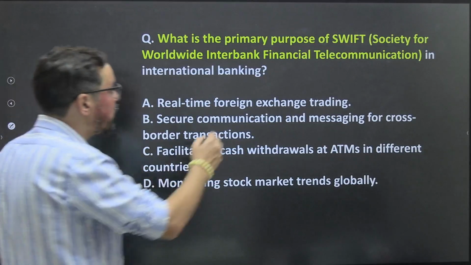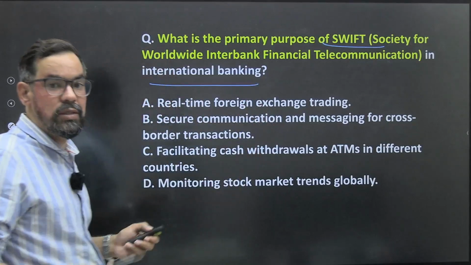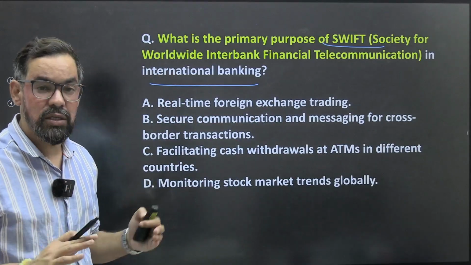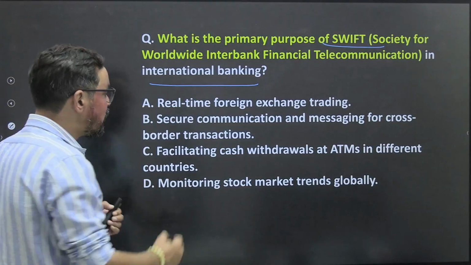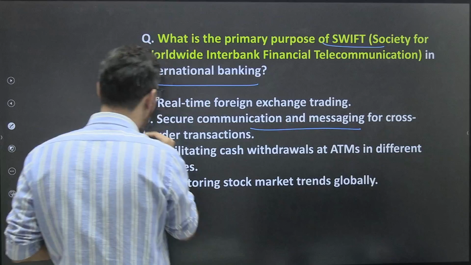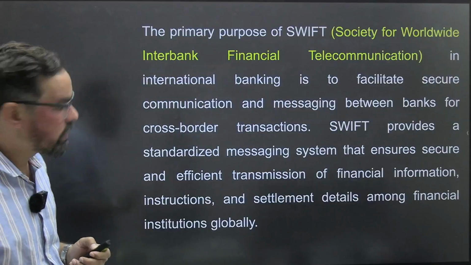What is the primary purpose of Swift in international banking? It helps us in the transmission of financial messages, verification and all. So real-time foreign exchange trading, secure communication and messaging for cross-border. So B will be the right answer. We have discussed this in the past as well, okay.